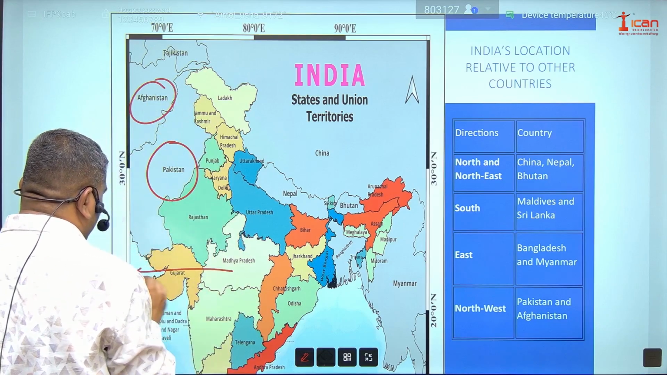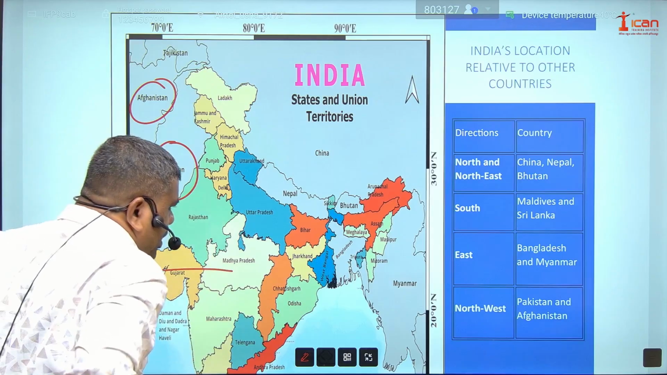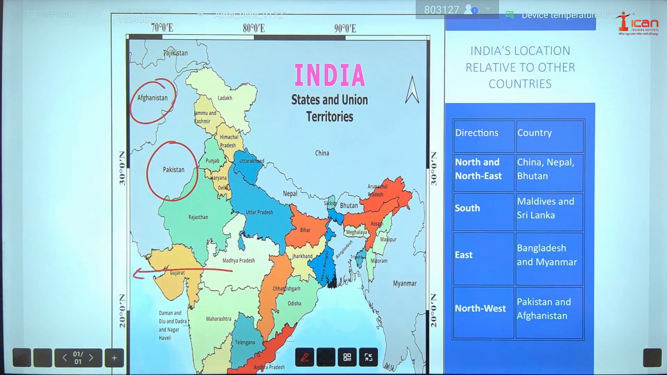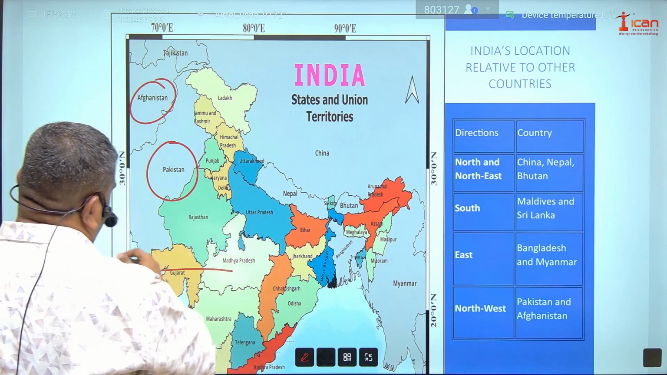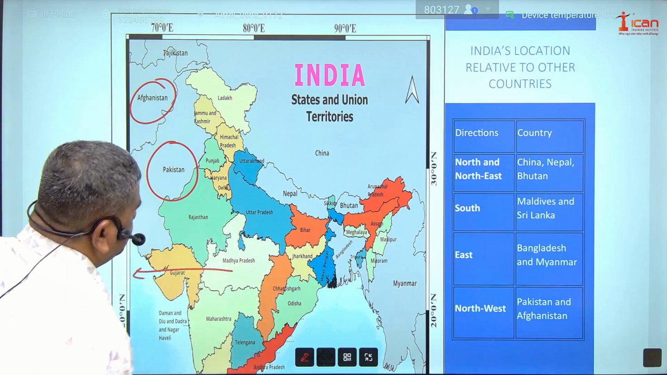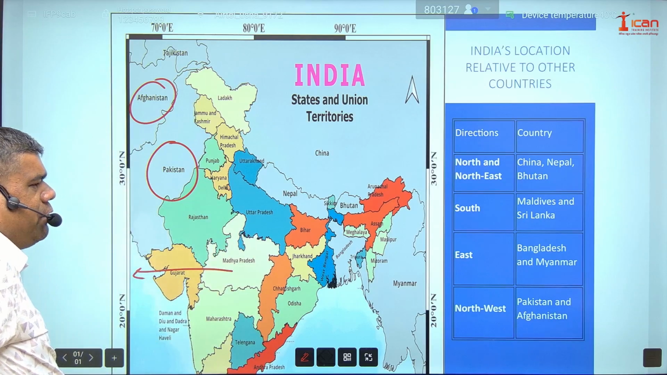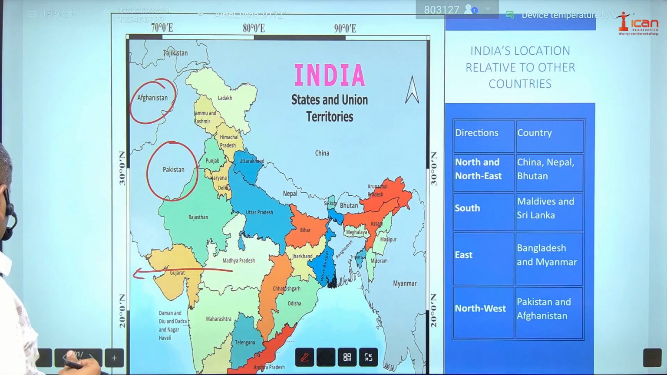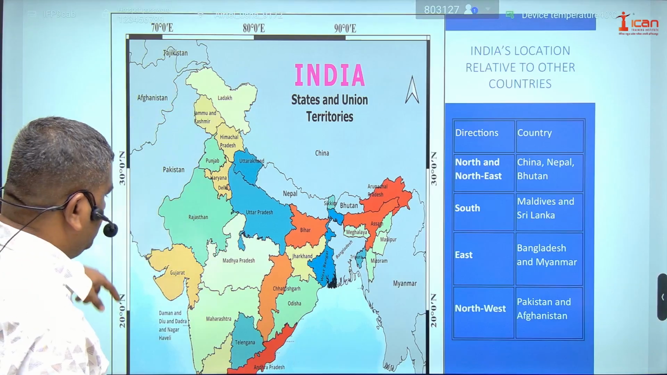Look at the exact west, we have the Arabian Sea. So northwest, south without any borders, east and north we have land borders, we have big land borders. But apart from that, if you look at exact west or south, there are no countries. We do not have any land borders because of the sea or the water bodies.